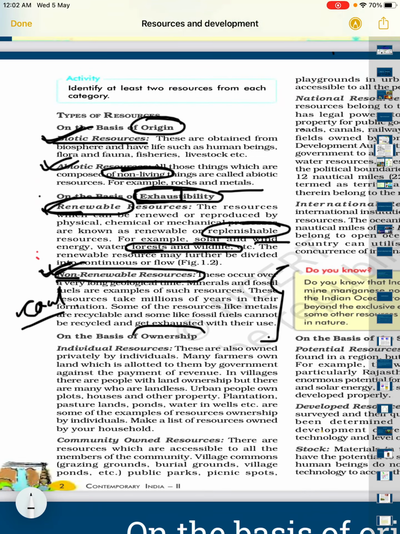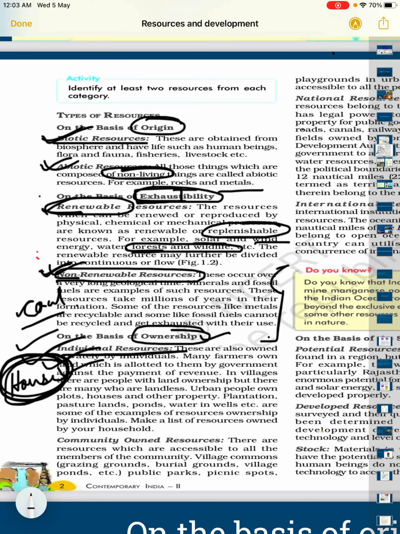Okay, so the next is on the basis of ownership. So this is very easy. Ownership means who is owning that particular resource. Suppose my house, who is owning it? I am owning it. If I am owning it, this particular thing is in use to me. Yes. It is technologically accessible to me. Yes. Culturally acceptable to me. Yes. Then it is a resource, and this is owned by me, so it is an individual resource. So a house is an individual resource.